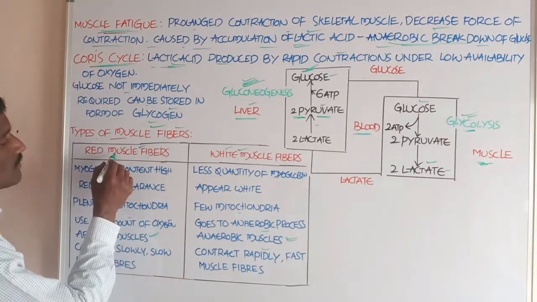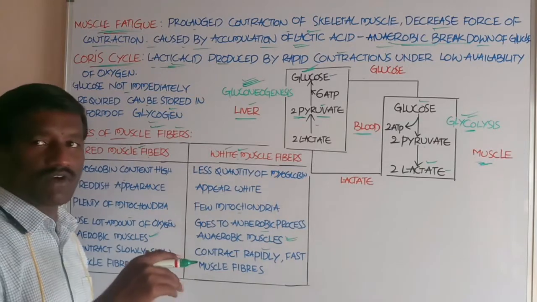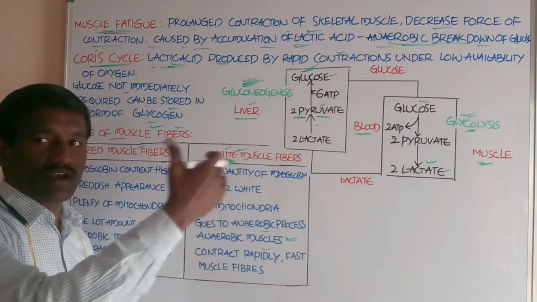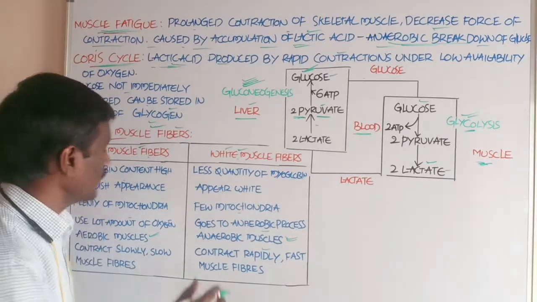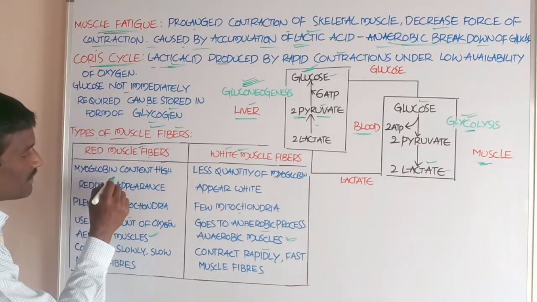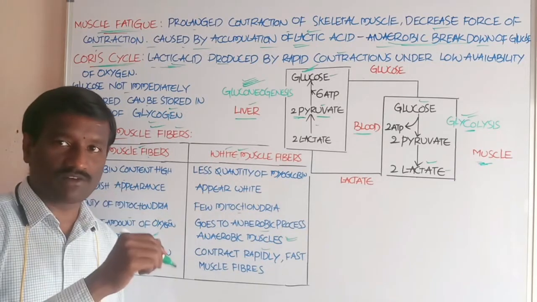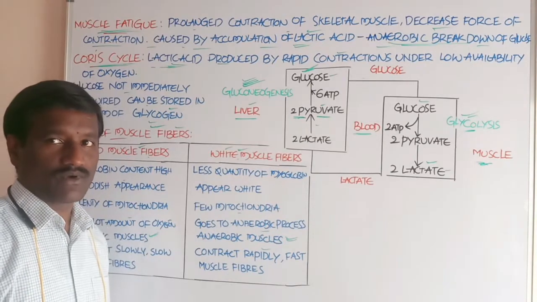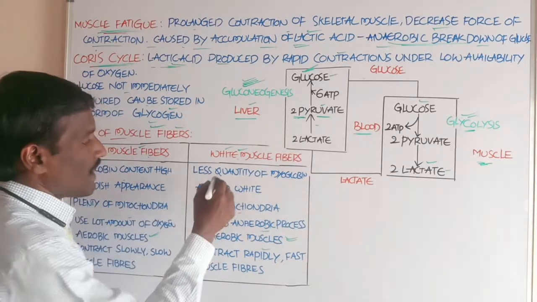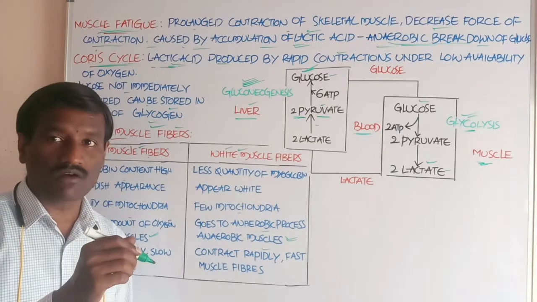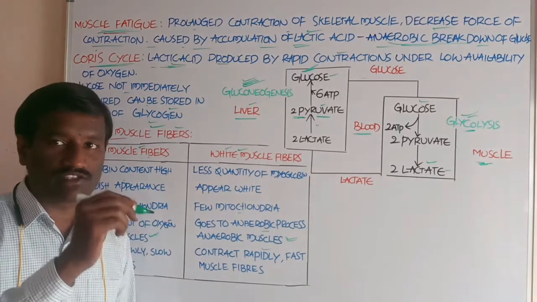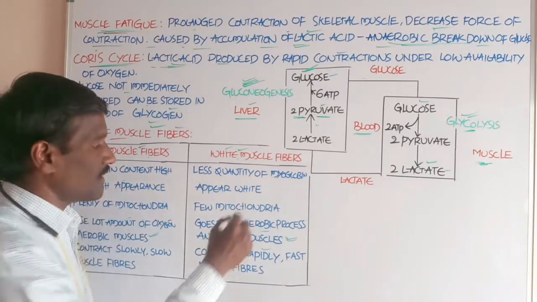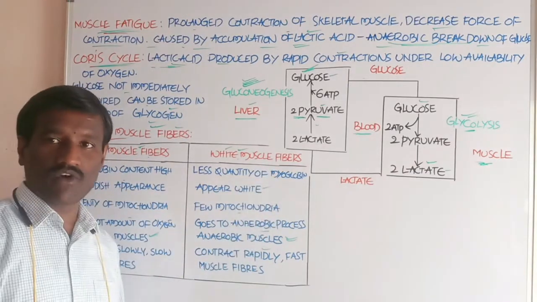What are the characteristic features shown by the red muscle fiber and the white muscle fiber? Okay, student, myoglobin content is high in the red muscle fiber, because of which it appears red in color. A low amount of myoglobin, less quantity, is present in the white muscle fiber, because of which it appears white.